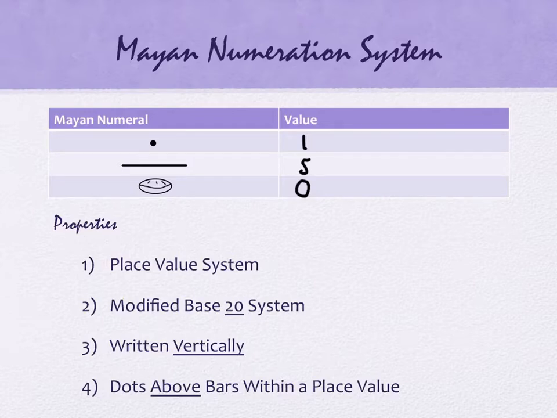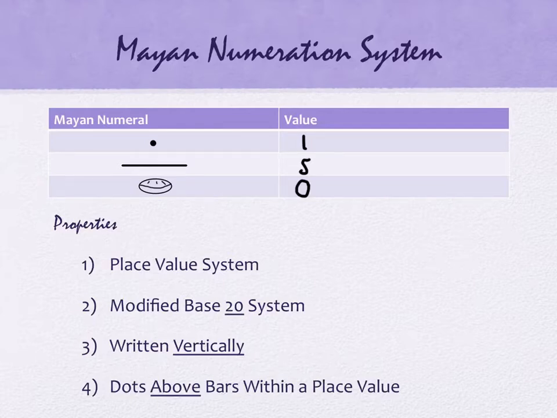They do have a place value system, okay? So kind of like the Babylonians, they got the place value thing going on. It's not base 10. It's actually a modified base 20. So what do we mean by modified? Well, I'll draw it here in a second, actually. It's written vertically as well, so the lowest place value is on the bottom and the highest place value is on the top. Big values on top, low values on bottom.